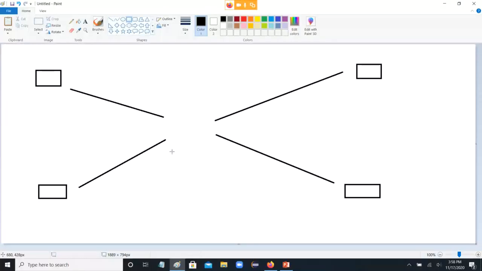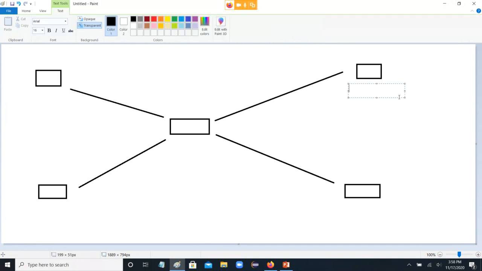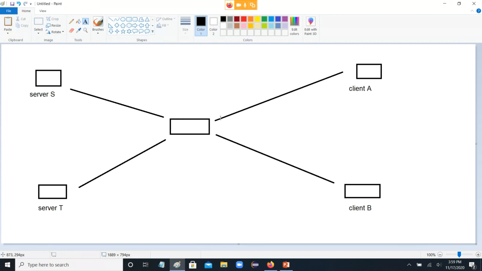Okay. And it's going through some device here. So we'll call this client A. You can be, and we'll have server S and server T over here. Okay. And let's describe the problem.